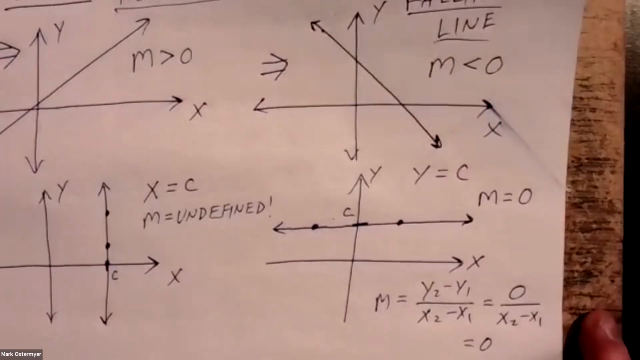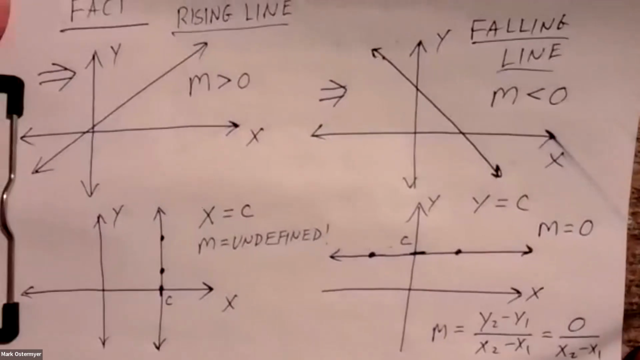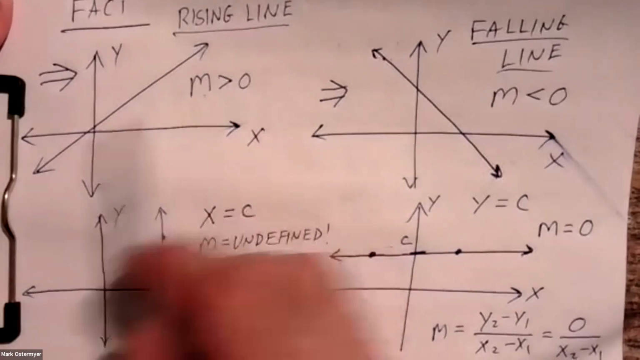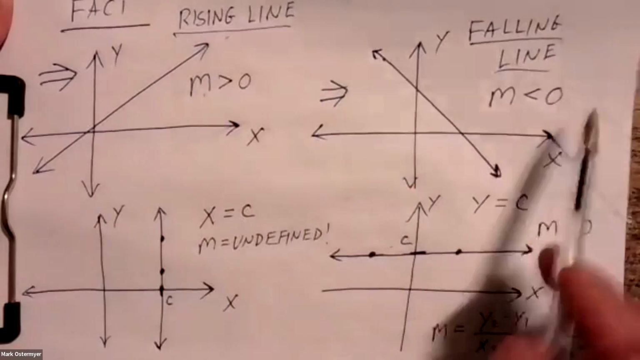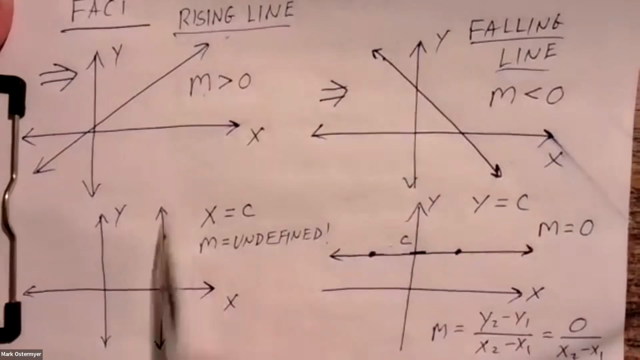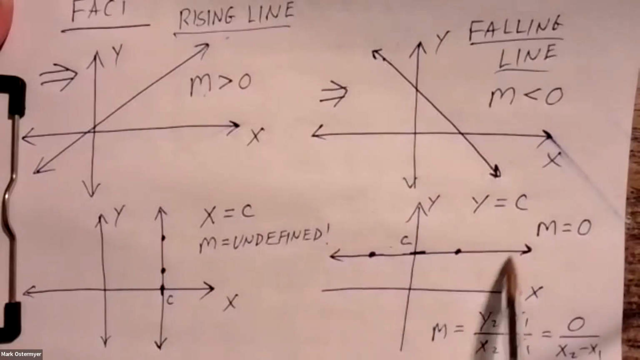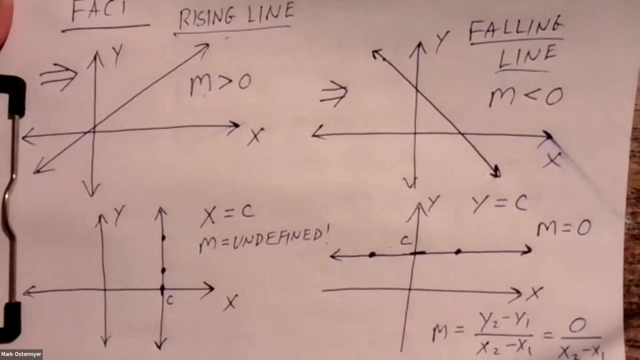So there you go. When you graph a linear function, its slope has got to be one of these four scenarios. Either it has to be a positive slope for rising lines, a negative slope for falling lines, vertical lines have undefined slopes, and horizontal lines always have a 0 slope.